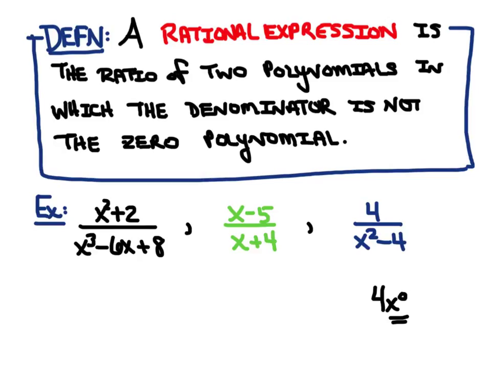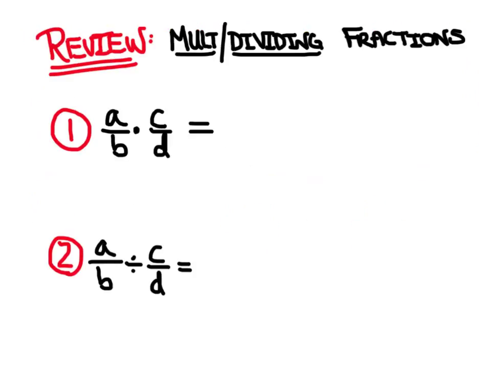Okay? So let's review how to multiply and divide fractions. Before we actually learn how to multiply and divide rational expressions, let's just review how to do this with fractions. So if you have a fraction a over b times c over d, in order to multiply these, we multiply straight across in the numerator and straight across in the denominator. So you end up with ac over bd.